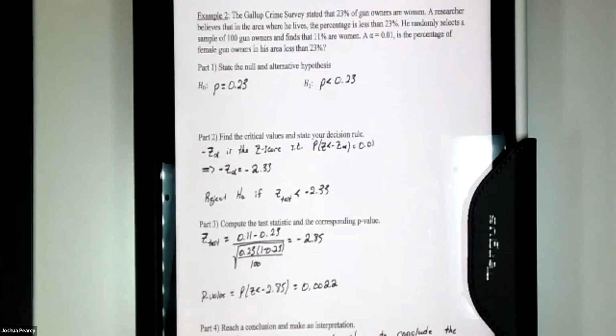Based on that, the null hypothesis is that the population proportion is 23%, or 0.23. And he believes that in his town the percentage is lower. So P is less than 0.23 is the alternative.